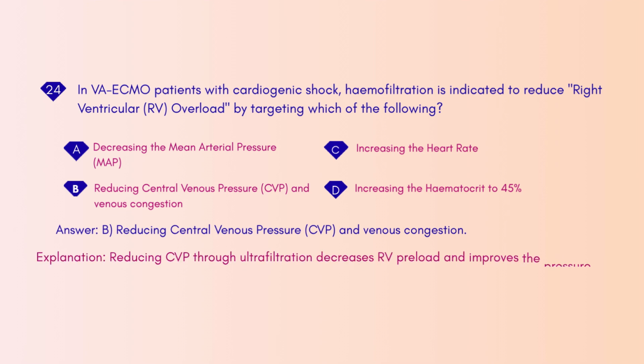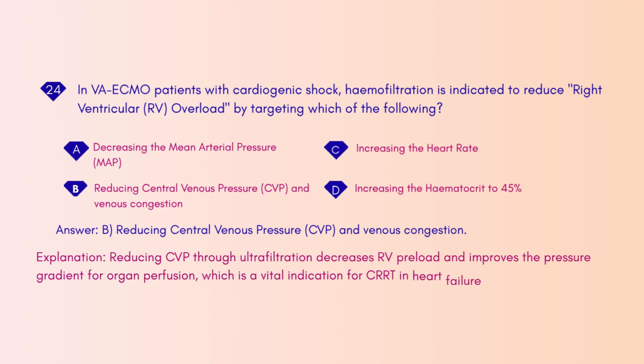Explanation: Reducing CVP through ultrafiltration decreases RV preload and improves the pressure gradient for organ perfusion, which is a vital indication for CRRT in heart failure patients on ECMO.